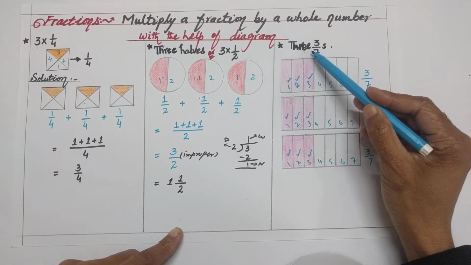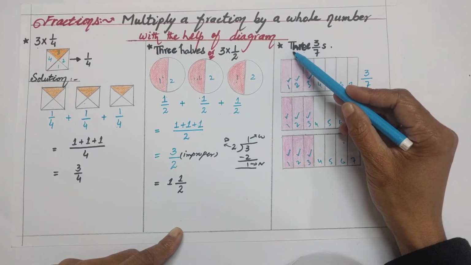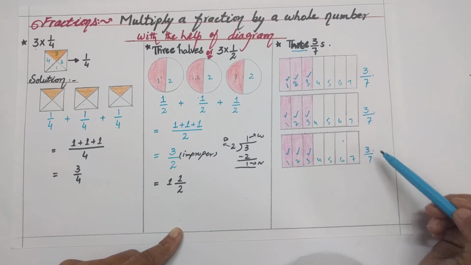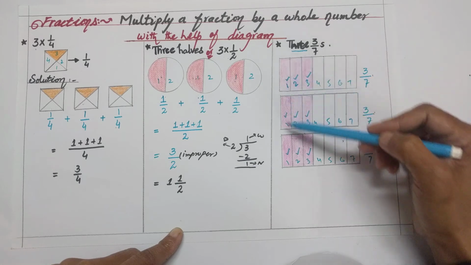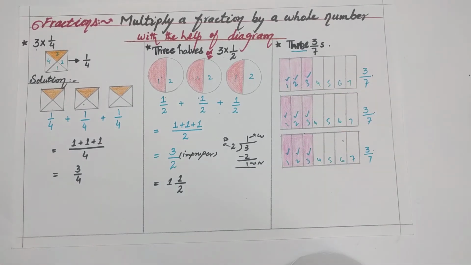So according to the question, we have the complete diagrams: 3 times 3 by 7, 1 time, 2 times and 3 times. Now we have to combine all these shaded parts. Let's start. We have to add these 3 fractions.